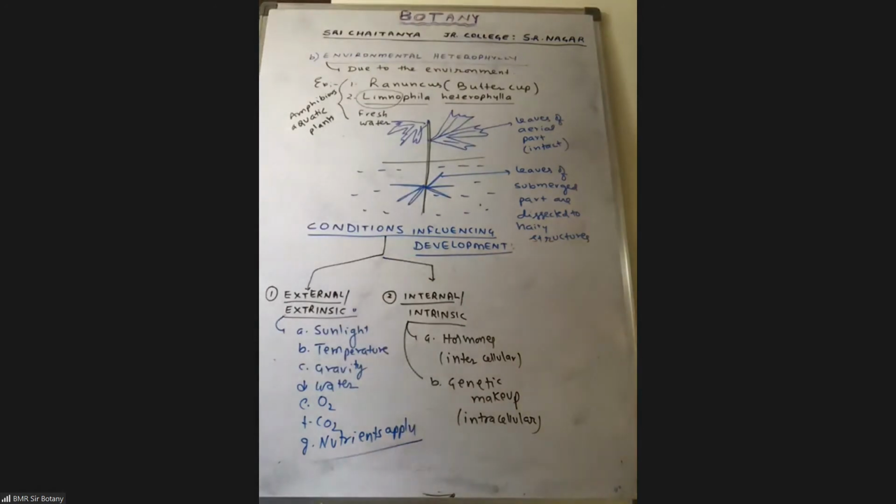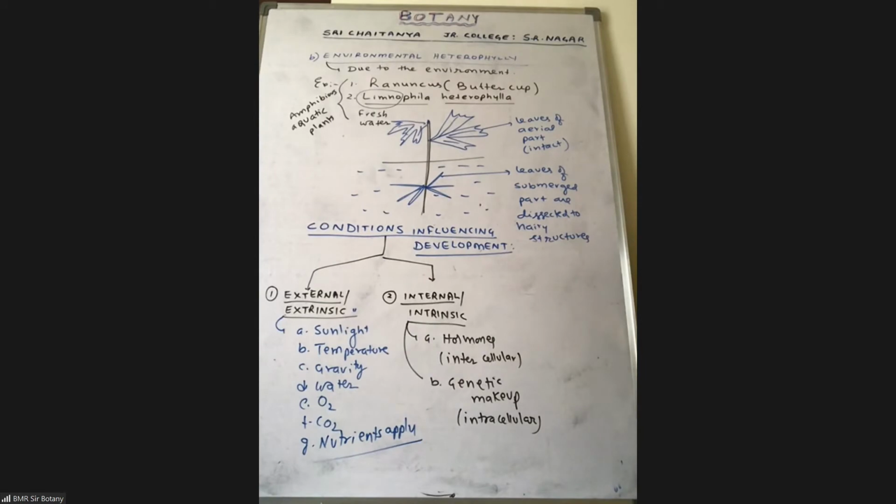Finished the growth and development chapter. Next is growth regulators, plant growth regulators, which are also called phytohormones.